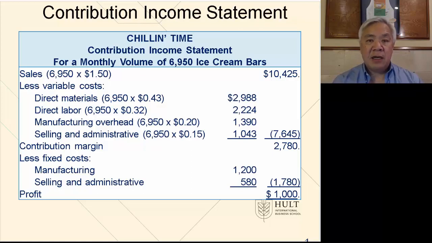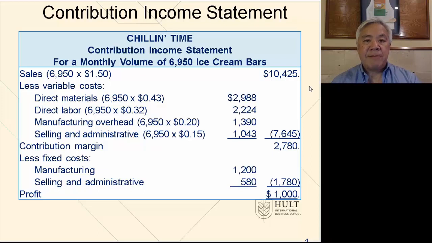And now notice that we have a subtotal, but that subtotal is not gross profit. It is contribution margin. And what follows from there are the fixed costs. Again, we're not looking at where the costs were, it's just the nature, is it fixed or not. Fixed costs here, by example, are for the manufacturing, say the plant, and also for the selling and administrative. Notice at the very bottom, we have $1,000.